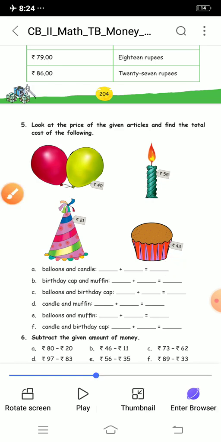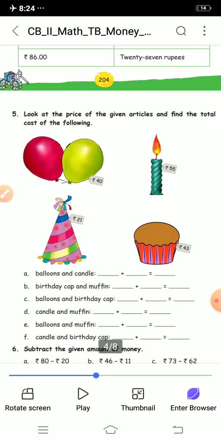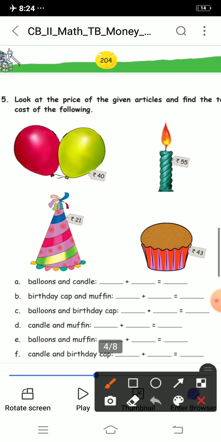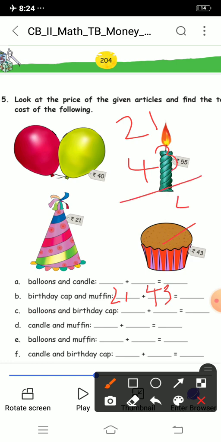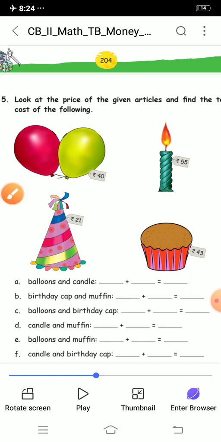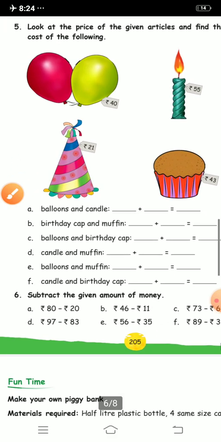Then it is birthday cap and muffin. So birthday cap, here you can see that is of rupees 21. You will write here rupees 21 plus muffin, that is of 43. So again you will do 21 plus 43, that is 3 plus 1 is 4, 4 plus 2 is 6. So the answer will be rupees 64. Okay, same way you have to do this. Okay, it is very interesting.